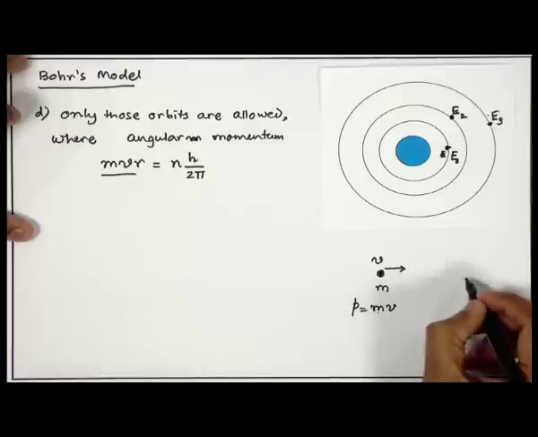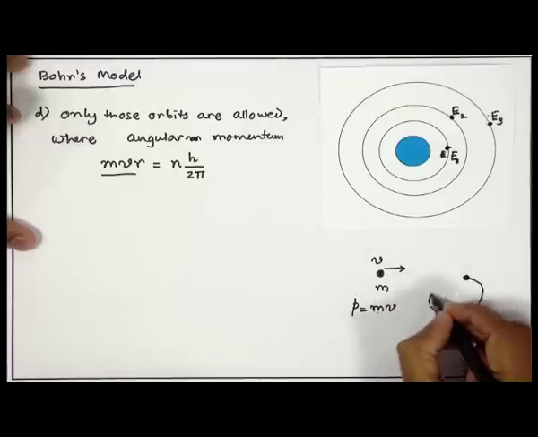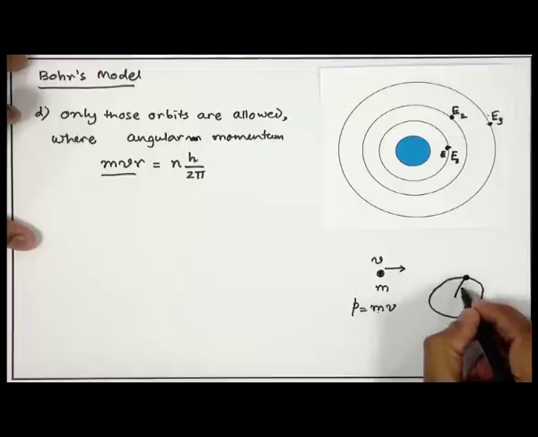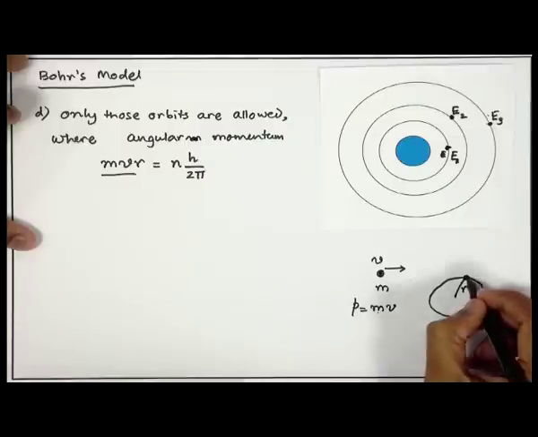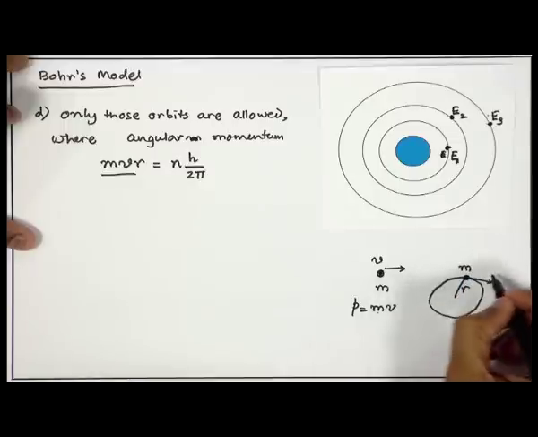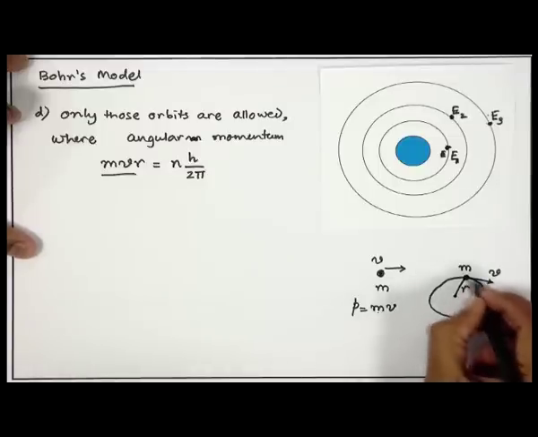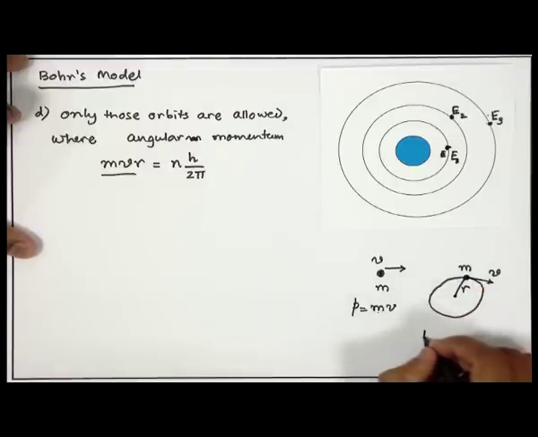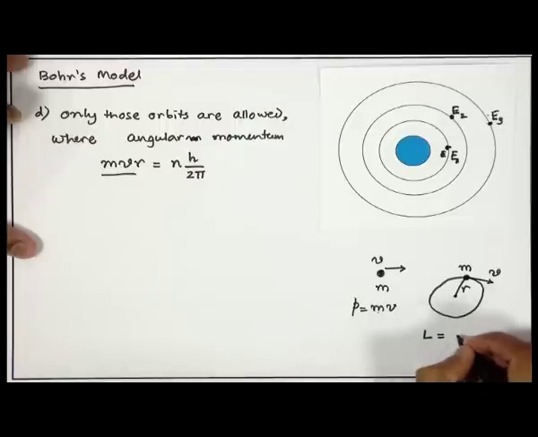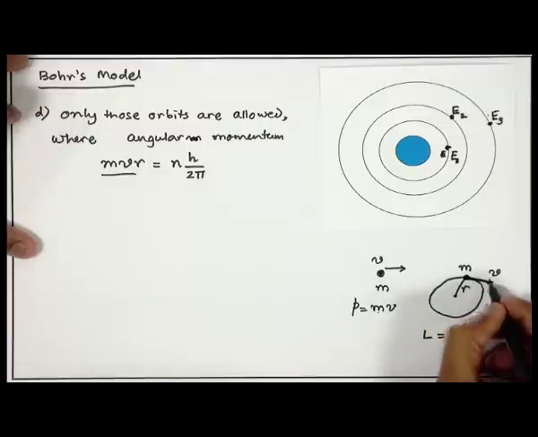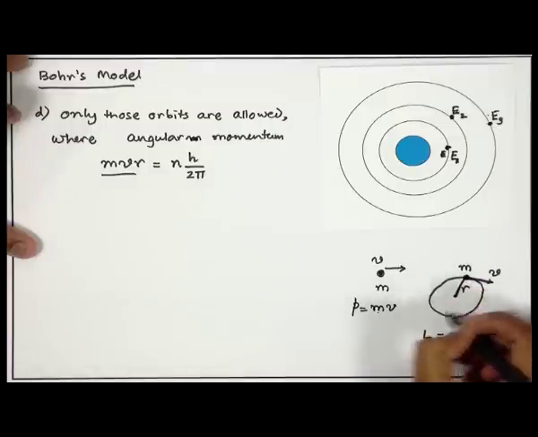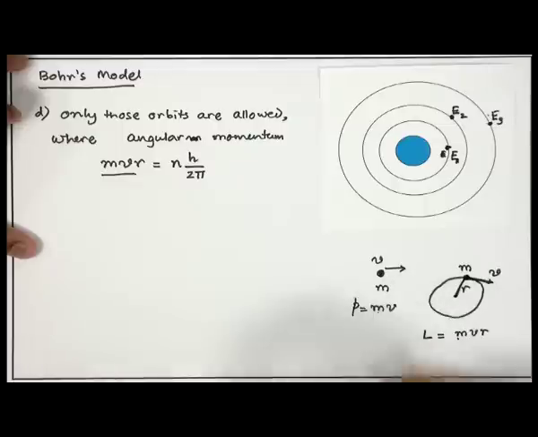If the same particle, instead of going in a linear path, goes in a circular path around a circle with radius r, where the particle's mass is m and the tangential velocity is v, then this particle, which is going in this circular path, has an angular momentum given as mvr. So, the mass of the particle, the tangential speed, and the radius of the circle around which the particle is moving. So, this is the angular momentum.